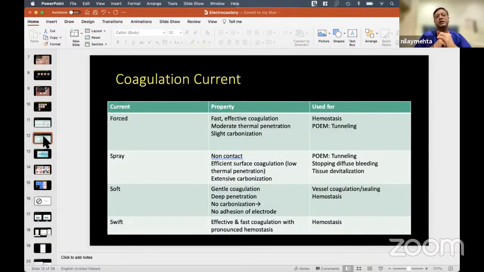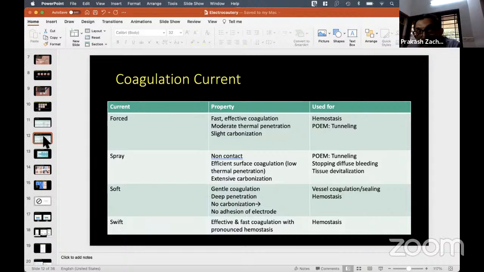When would you use spray current? We know that spray current is a very powerful current. Yeah, so the spray coagulation, as you said, has a much higher peak voltage, and it can produce current. It can be used in tunneling. Even for myotomy, you can use it. Even for dissection some people use it, but I don't use it for dissection. Earlier I used it for tunneling, but now I use forced coagulation.